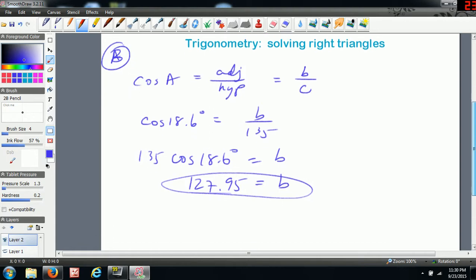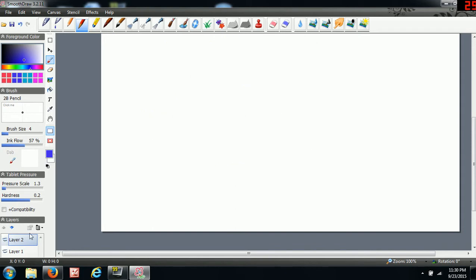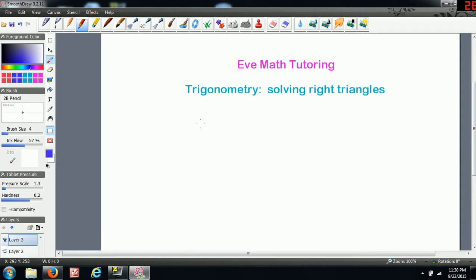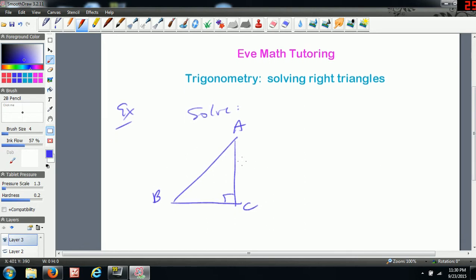So let's try another example. I'm going to do another example of a right triangle question. So say you're asked to solve the following triangle. And again, I'm going to give you a right triangle. We're going to go A, B, C. And this is little side B, this is little side C, and this is little side A. So that's equal to 207. This is equal to 55.2.